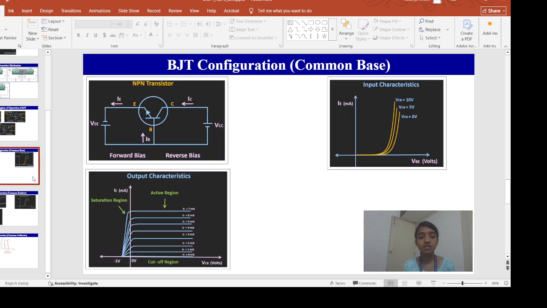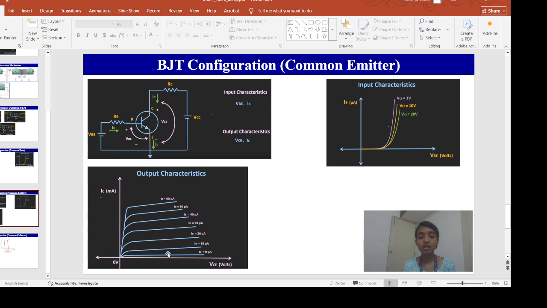But you can see in the previous case, this IC was completely linear in the active region and equally spaced. In this region, as we keep on increasing this IB, this IC is not equally spaced. Here also in this region the graph is still linear. The region above IB equals 0 is my active region, and the region below IB equals 0 is my cutoff region.